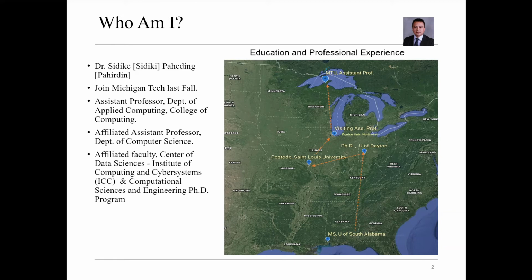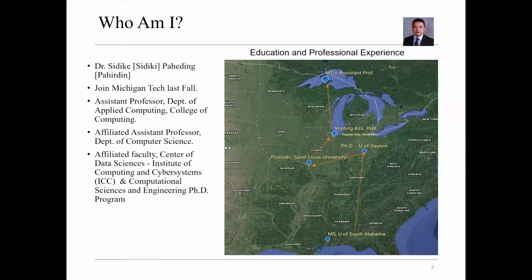I did my Master of Science at the University of South Alabama, as you can see from here. I started my grad school at the very bottom of the US, in the south. Then I went to the Midwest, to Ohio, and did my PhD, focusing on computer vision and machine learning. I obtained my PhD degree in electrical engineering, but I focused on the computing parts, such as computer vision and artificial intelligence.